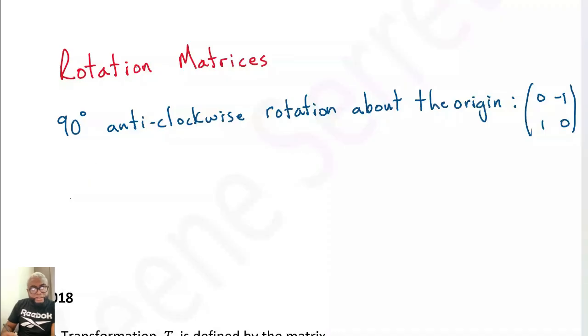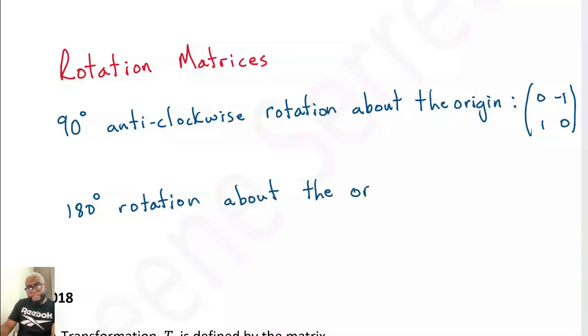Then we have a 180-degree rotation about the origin, which would be -1, 0, 0, -1.